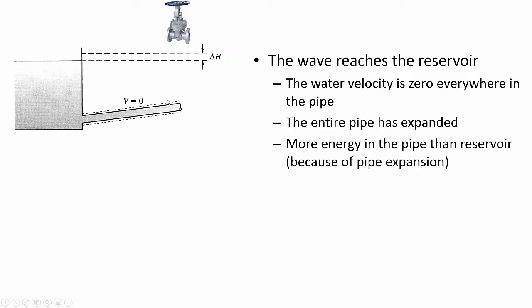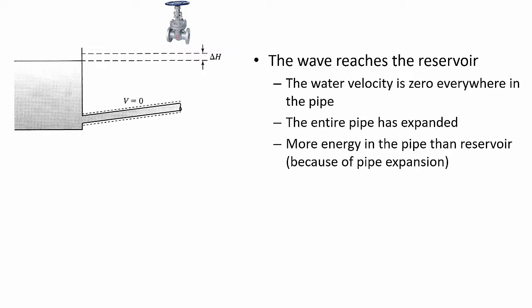Because the pipe has expanded, there's actually more energy in the pipe than there is in the reservoir. Here you can see the delta H is above the water surface, and that just means there's some stored energy inside the pipe. Because of that, the pipe is going to contract, since it's swelled, just like a rubber band. If you pull a rubber band apart and then let go, it contracts again.